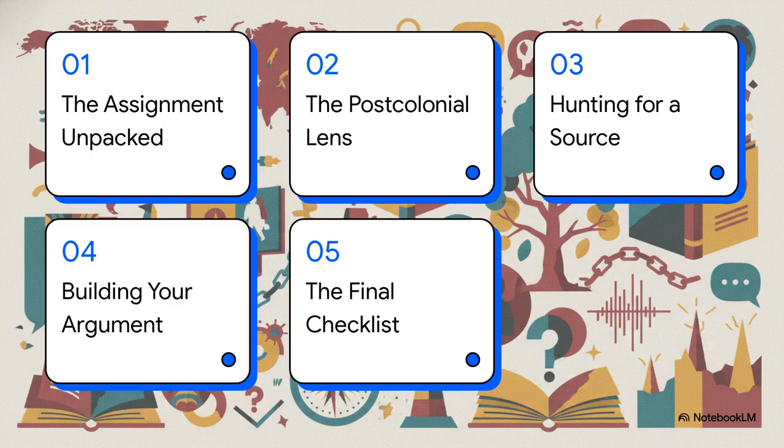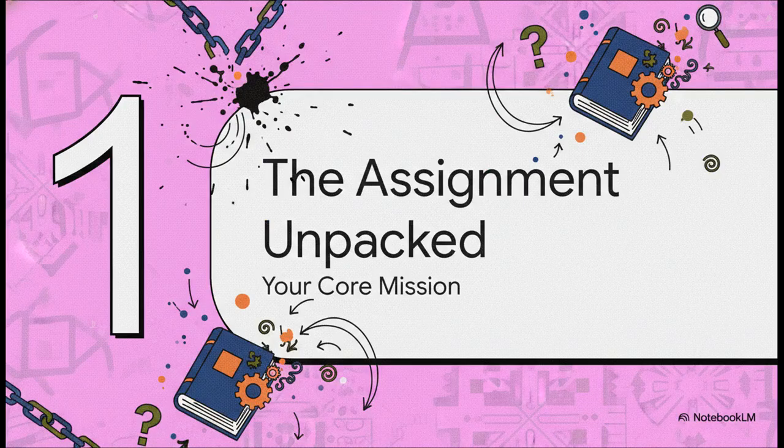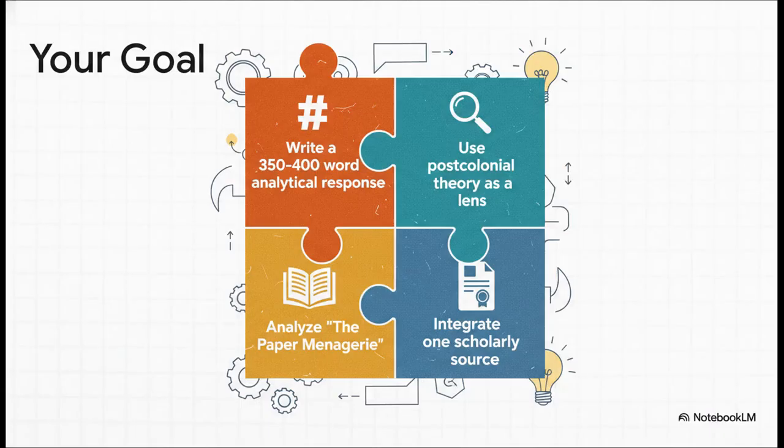Super straightforward. First up, let's figure out what this assignment is really asking you to do once you cut through all the academic jargon. What's your core mission? See, at its heart, your mission is pretty simple. It's all about connecting these four key pieces: a specific word count, a specific theory, a specific story, and a specific type of evidence from an academic source. That's it. That's the whole game.